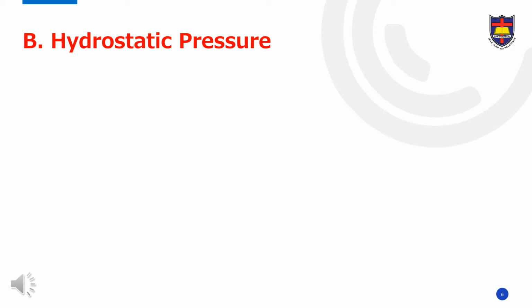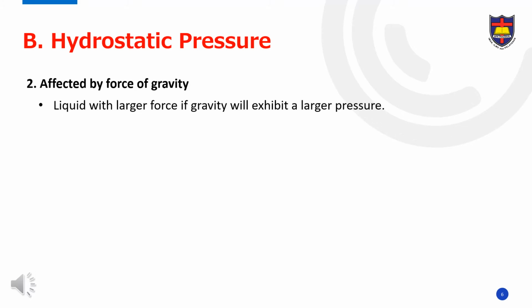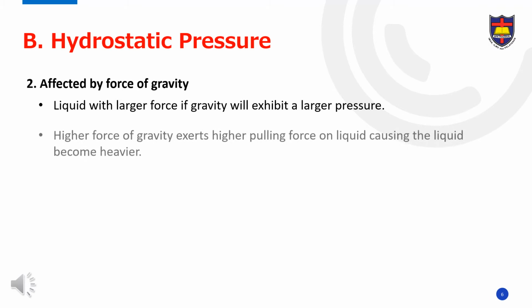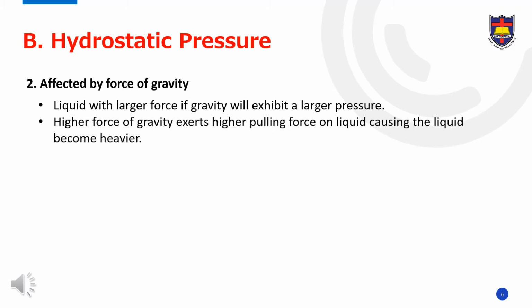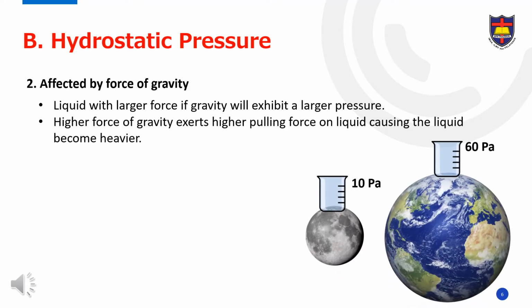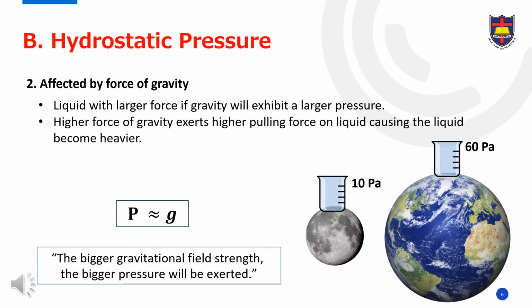Alright, so the second one is affected by force of gravity. Liquid with a larger force of gravity will exhibit a larger pressure, if other factors remain the same, because the higher force of gravity exerts a higher pulling force on the liquid, hence causing the liquid to become heavier. For example, the pressure at a particular depth in a liquid on the surface of the Moon is 1/6 of the pressure of the same liquid on the surface of Earth. So we can say the bigger the gravitational field strength, the bigger the pressure that will be exerted.